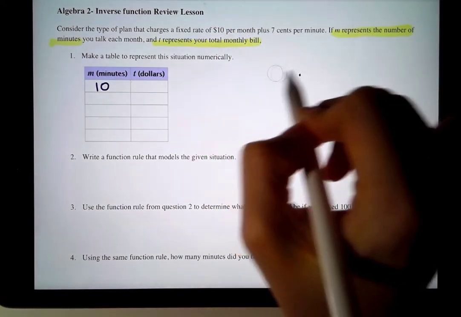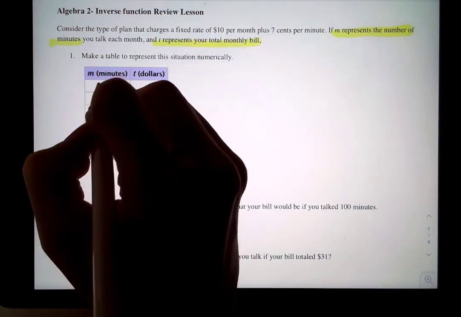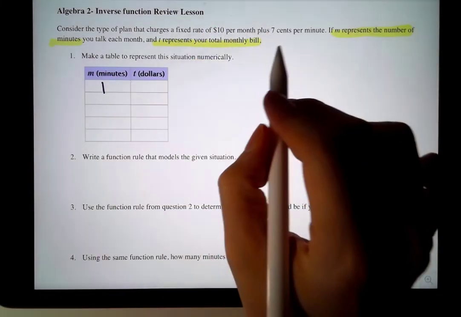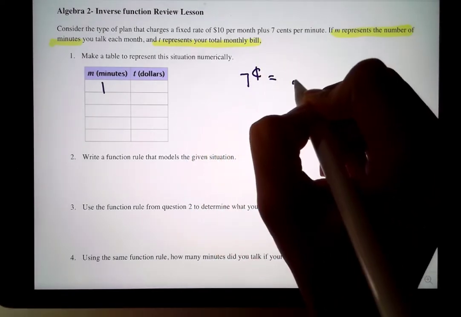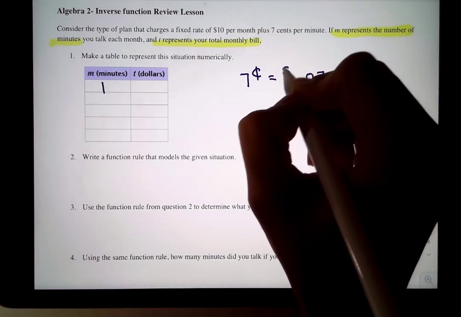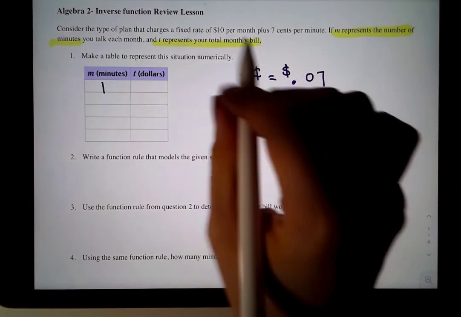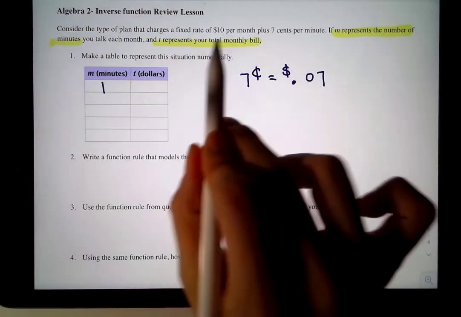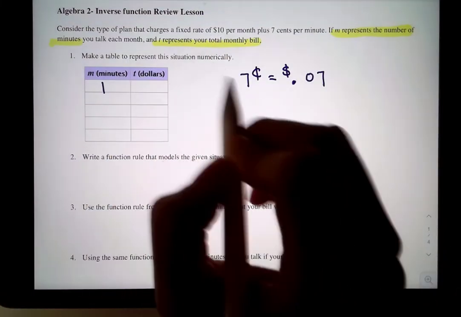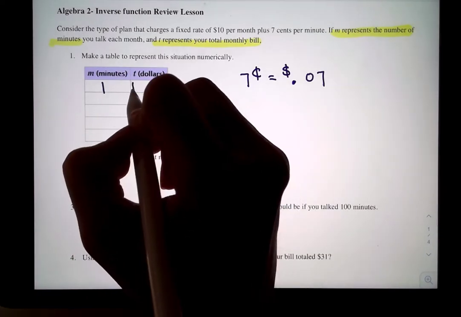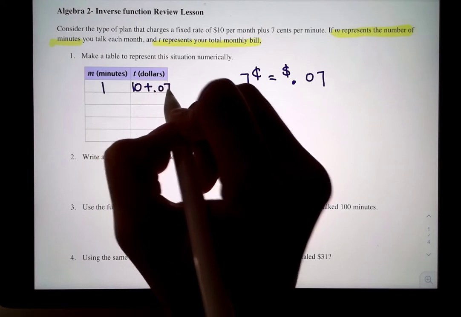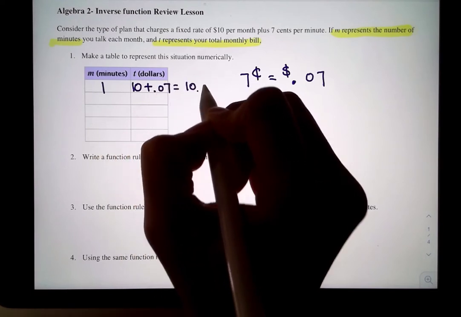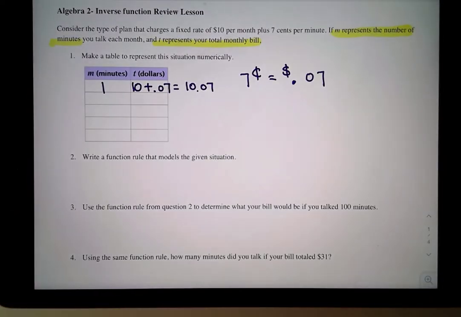Okay, let's start with 1 minute. So 1 minute, then what? You pay 7 cents, which is $0.07, right? So I have $10 here, so I will use this. So $10 per month. Anyway, you need to pay that money. So $10 plus, for 1 minute, you pay 7 cents. So the answer will be 10.07, right?